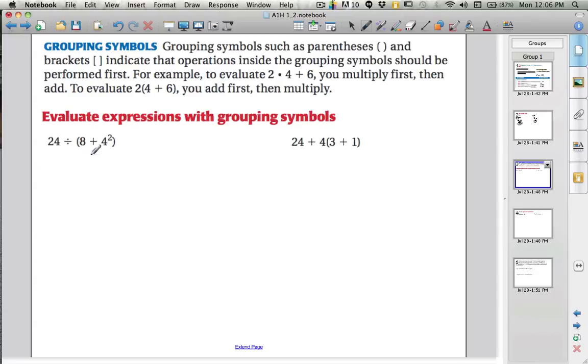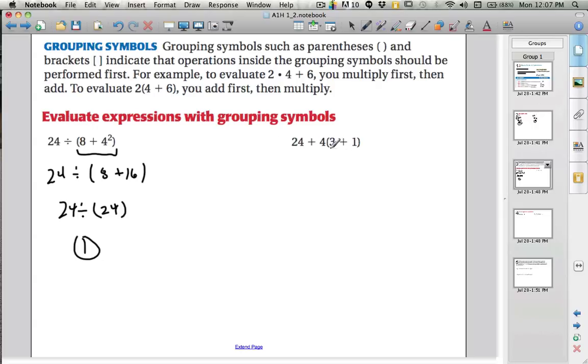Now, if I look at this particular expression, you see I want to do what's in the parentheses first, but within the parentheses, I have to follow order of operations as well. So I have a power and I have addition. I have to do the power part of that first. So before I can simplify within the order of operations, I also have to follow order of operations. 24 divided by, now I would do what was in the parentheses first. 8 plus 16 is 24. Now I can do the division. 24 divided by 24 is 1.